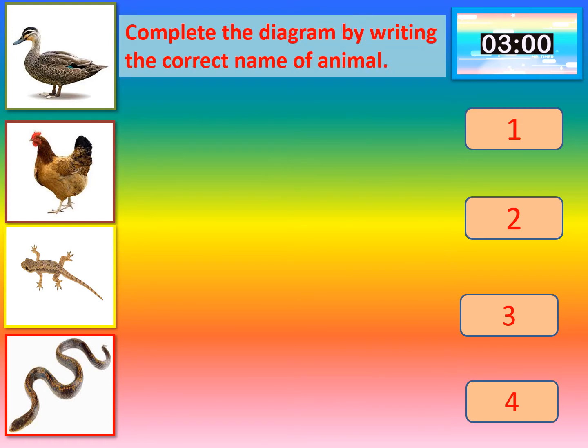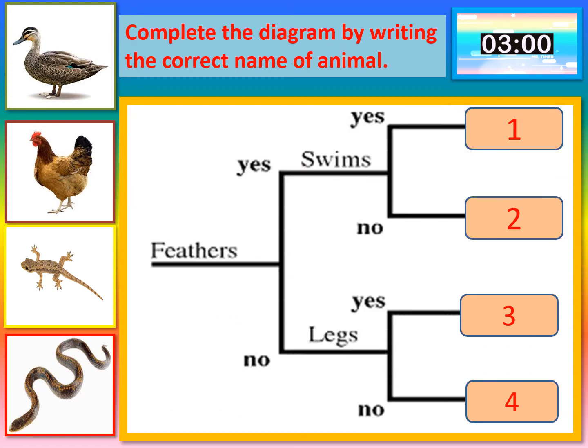You will complete the diagram by writing the correct name of the animal. On the left side of this presentation, you will see the different animals, like the duck, chicken, lizard, and snake. This is the diagram. So you will write the correct name of the animal for number 1, 2, 3, and 4.